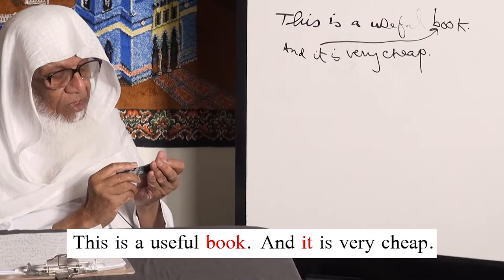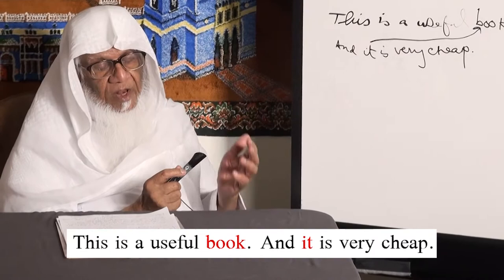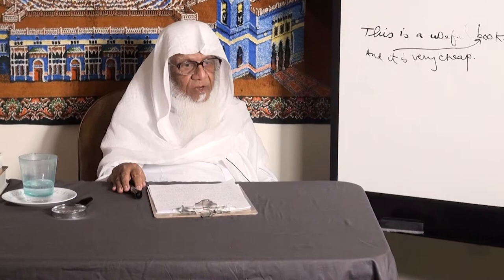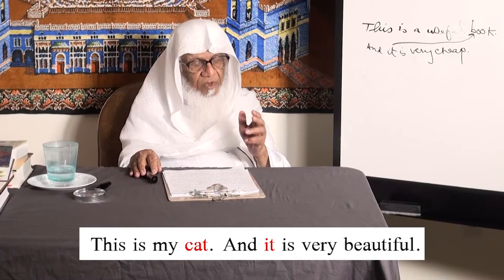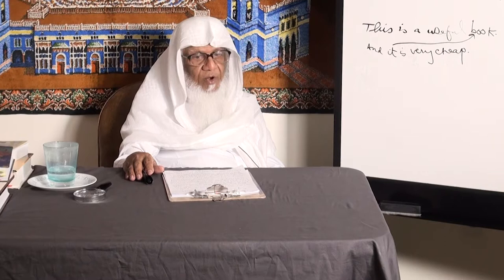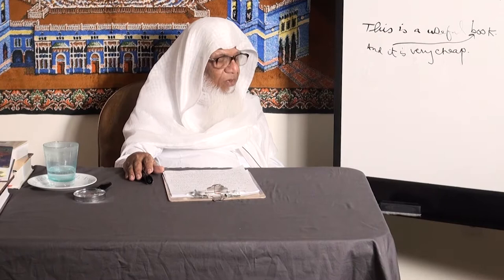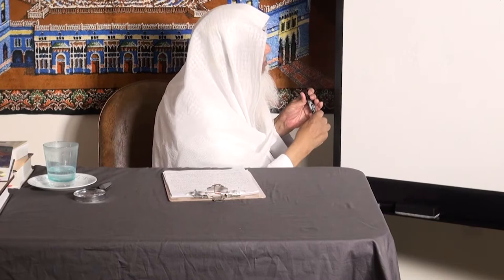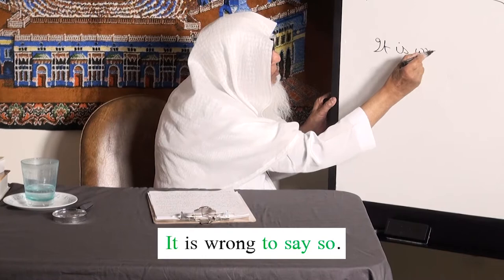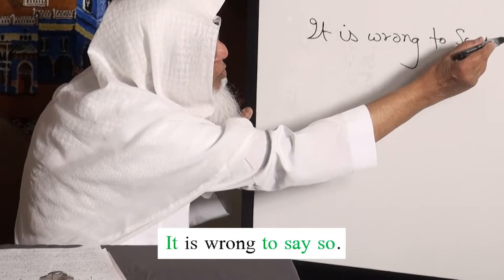In English and also in other languages, a pronoun always refers to something which has already been mentioned before in the sentence, or before this sentence. So for example, this is my cat, it is very beautiful. It refers to the cat. So always in English and other languages, a pronoun refers to something which has been mentioned already. But I'll give an example where this does not happen. In English, first of all, we say, it is wrong to say so.